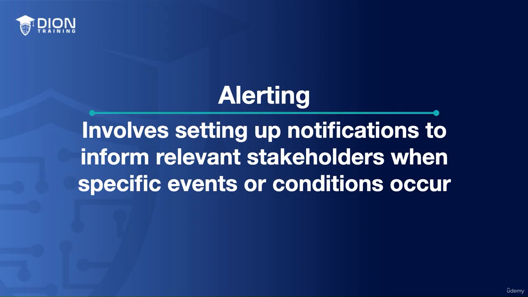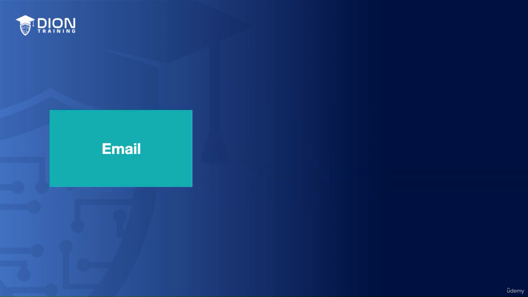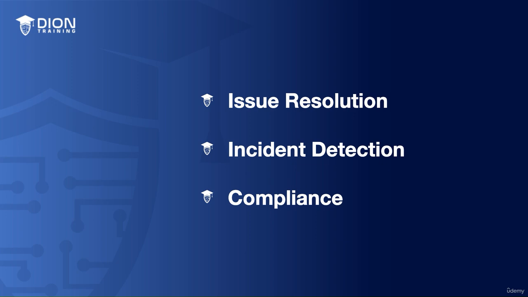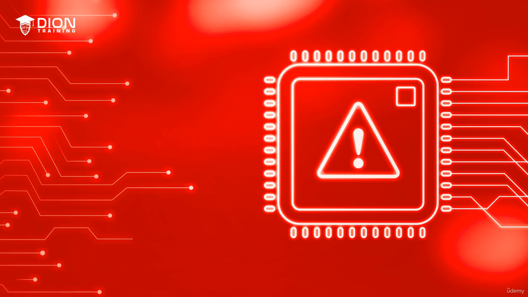Now, alerting involves setting up notifications to inform relevant stakeholders when specific events or conditions occur. Alerting can be triggered based on predefined thresholds or anomalies that can be delivered via various channels like email, text messages, and push notifications. Alerting is also important in helping to ensure that issue resolution, incident detection, and compliance is occurring within your organization. By using alerts, your team can proactively address issues before they escalate into more significant problems.